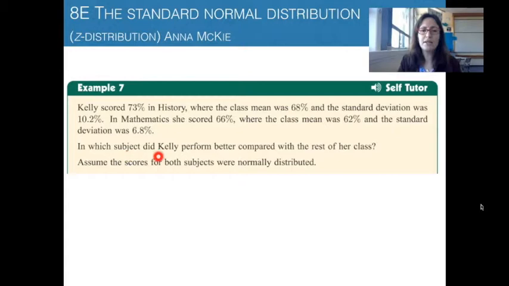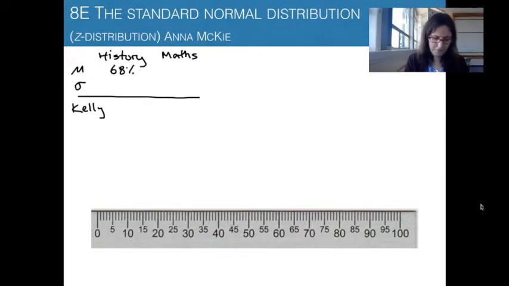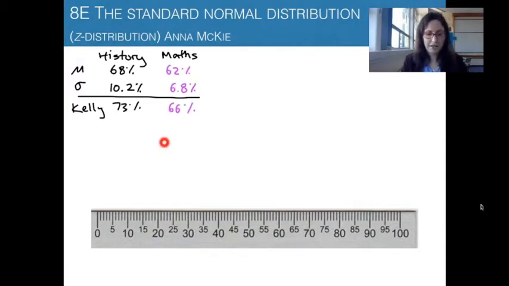And so we're asked, which subject did Kelly perform better with compared to the rest of the class? So you might think, well, compared to herself, her higher score in history makes her better at history. But what if it was a really hard test in maths? Then her 66% might be quite good. So how can we work this out? I'm going to summarise those facts on this page here. So if we've got history and maths. So here is the summary of those facts and Kelly's scores.